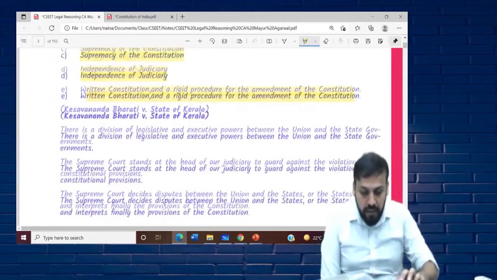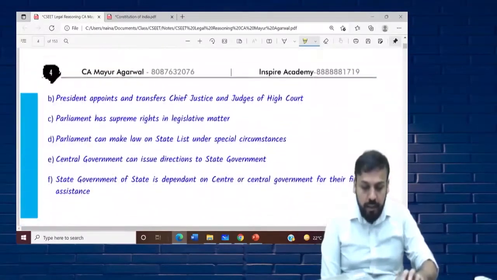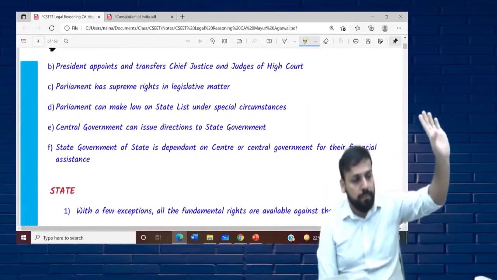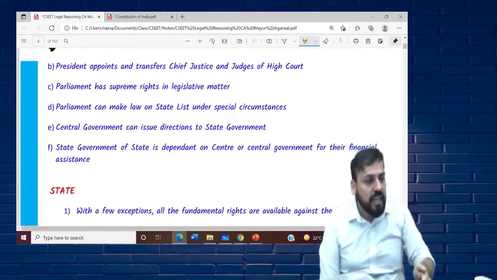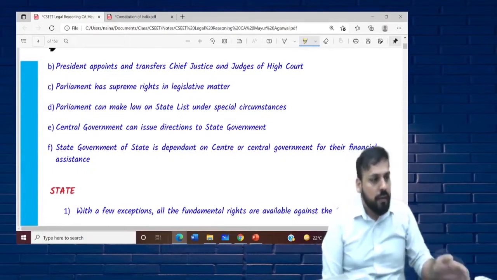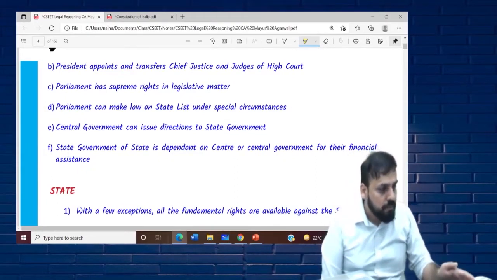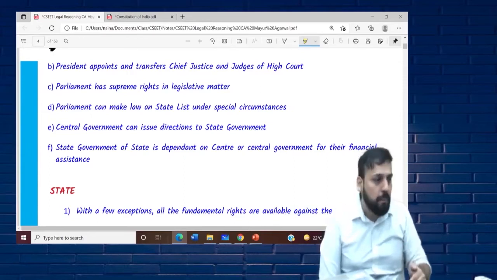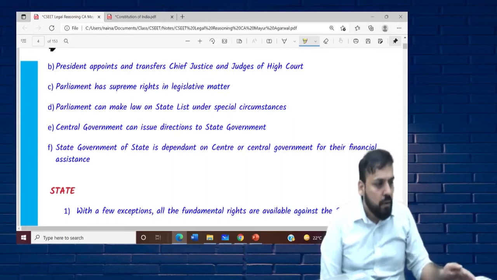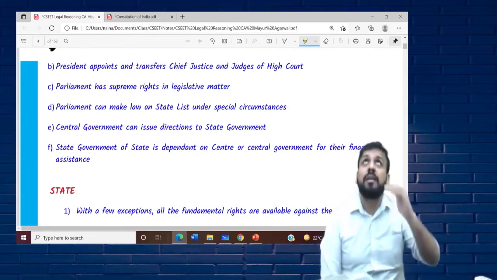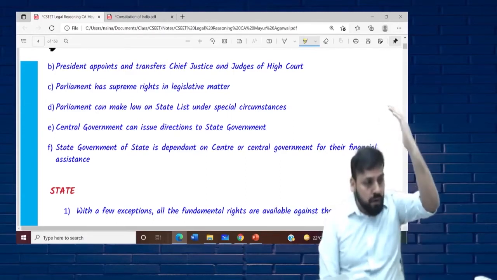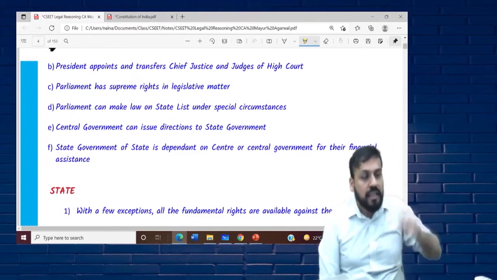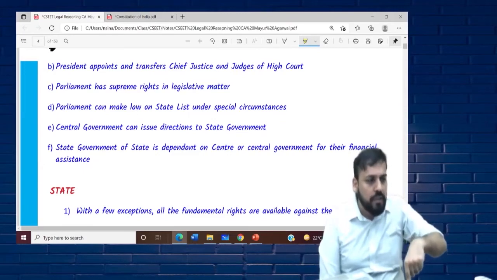But in certain cases, it is unitary. Unitary means exclusive power with the top. Like the Chief Justice can be appointed by the President. High Court judges can be appointed by the President. Then in certain state matters, Parliament will decide. Then the state government is dependent upon funding from the central government. Then the central government can direct the state government in certain cases.